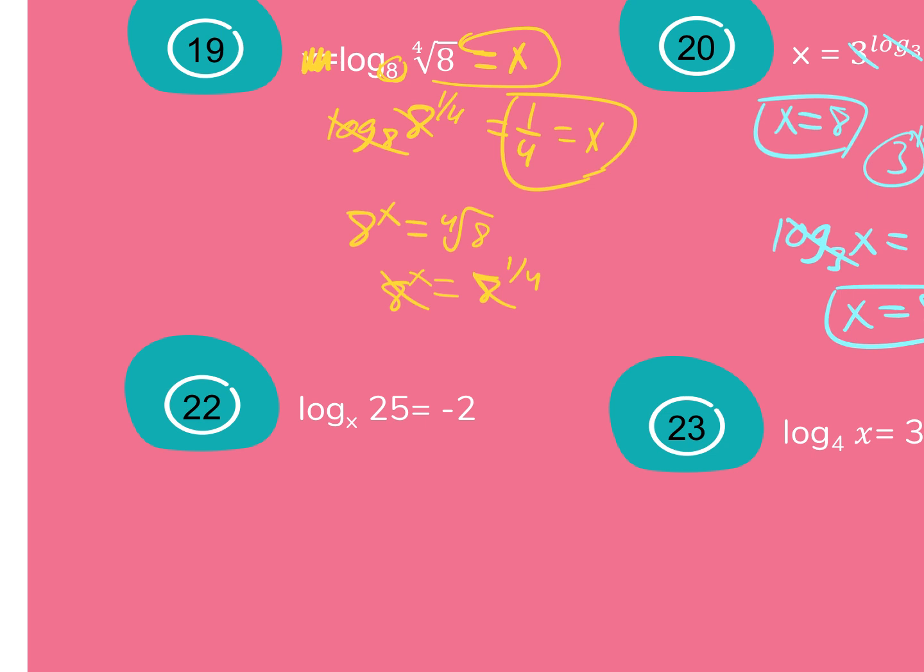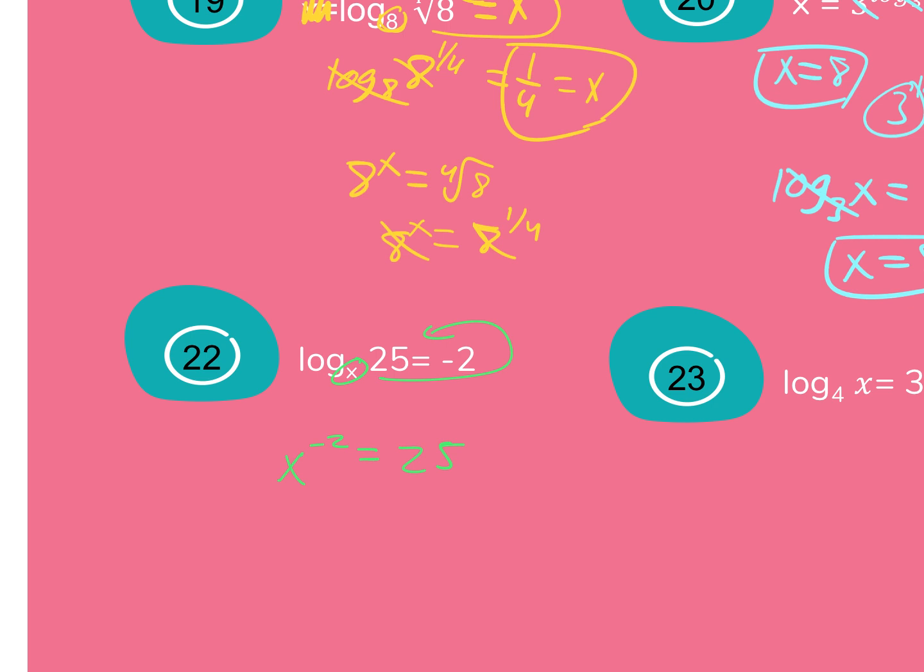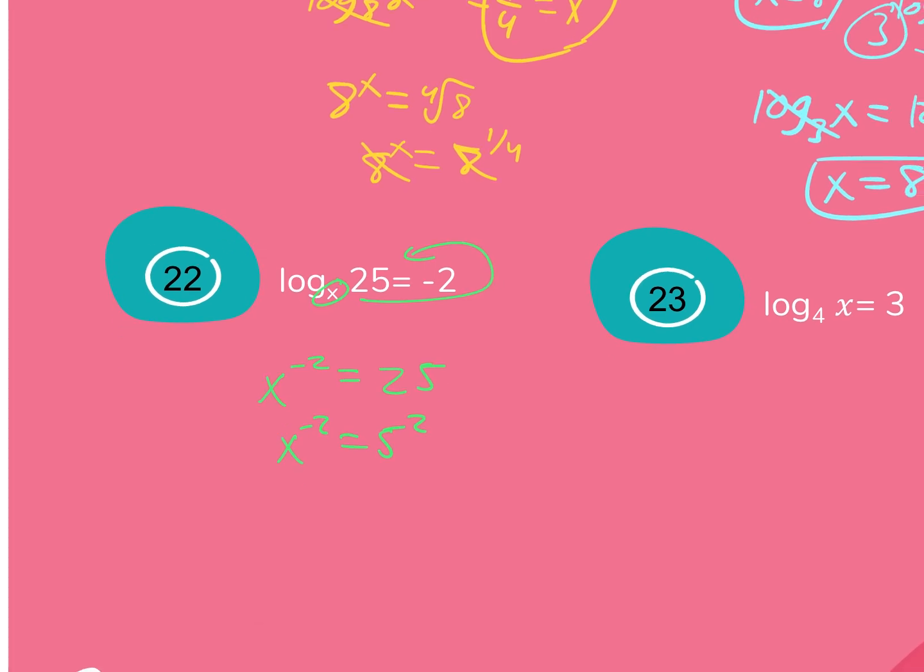I'm going to go ahead and convert this to exponential. So we get x to the negative 2 is going to equal 25. All right, so let's see, what can we do to this 25 to change it to a negative 2? Well, I know how to get it to a positive 2, and that's by changing 25 to be 5 to the power of 2. And then this is going to equal x to the negative 2.